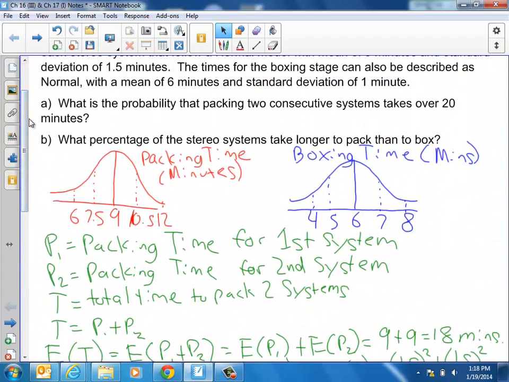So let me cross that off the list so we can see that we're not going to use that as we go. Okay, separate question here. We're actually going to set up a second normal model for this. What percentage of the stereo systems take longer to pack than to box? They're talking about packing and boxing both. We're going to rely on both the red normal model and the blue normal model that you see in this picture here. We're talking about two different types of variables now.